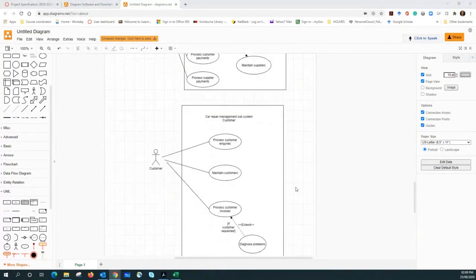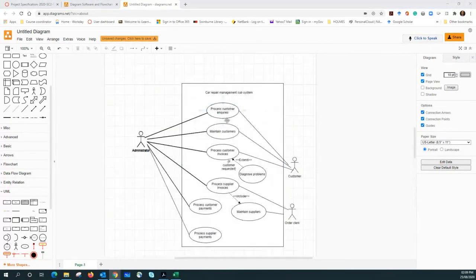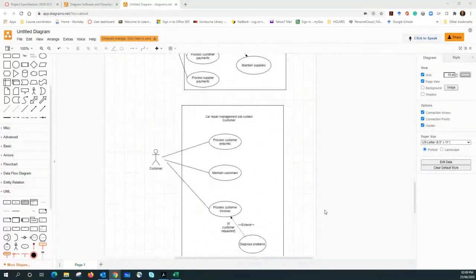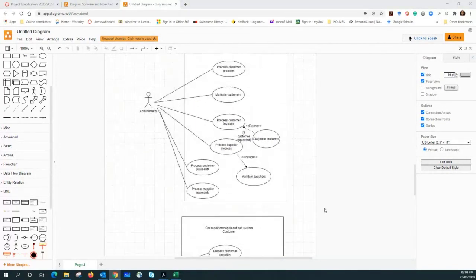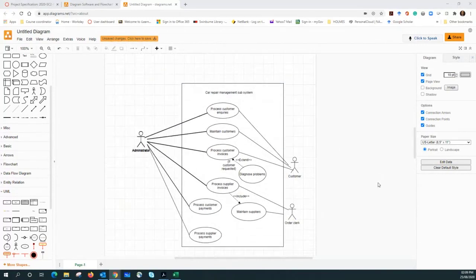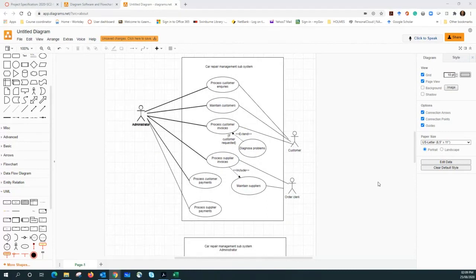So this is the customer perspective, right? So only three use cases with the extend relationship. Okay. So this is what you need to submit in this submission. Then what you can do is copy and paste the diagrams to the Word document. All right. Any questions, guys? Are you clear about what you need to do? Yeah, it's clear.